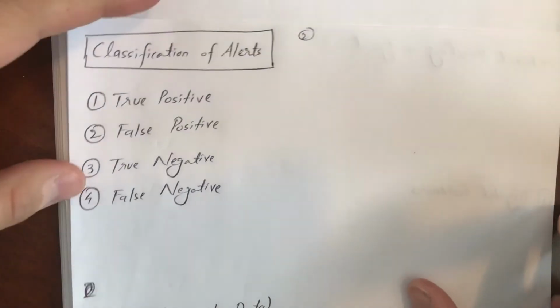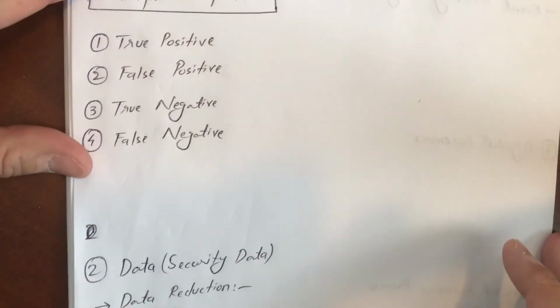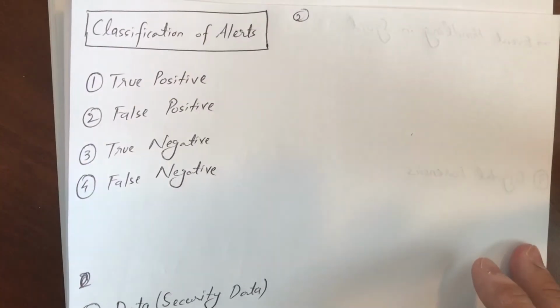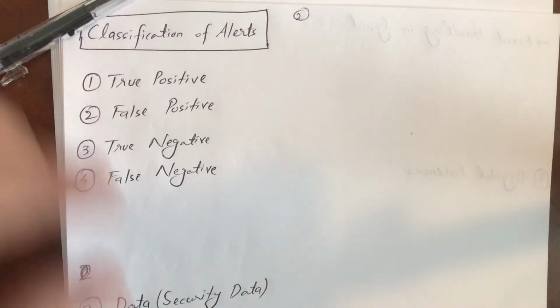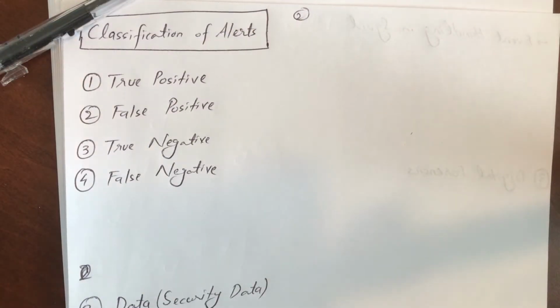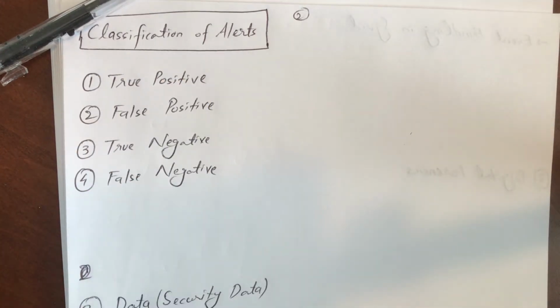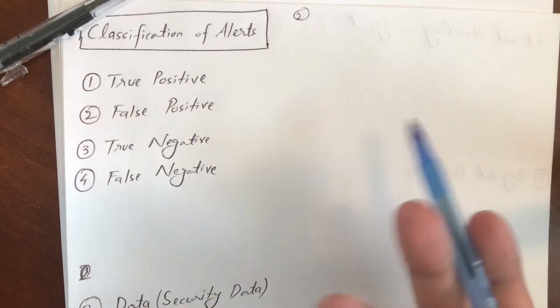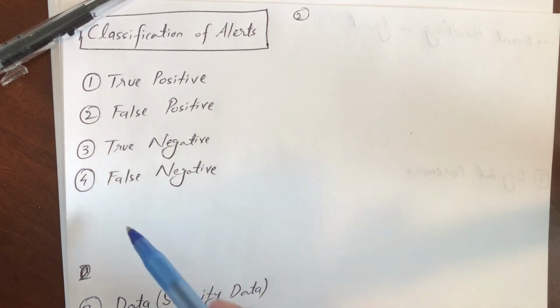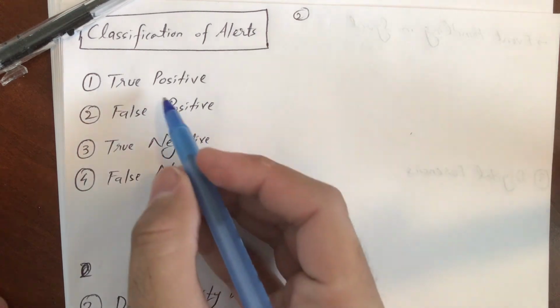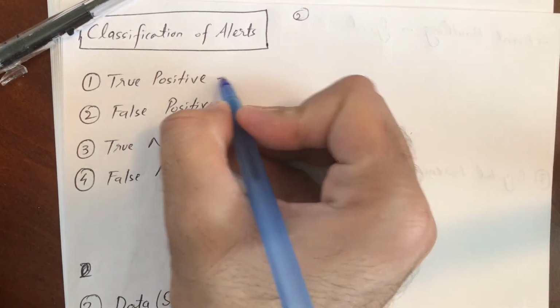In order to classify alerts, we definitely use these four main classifications to categorize any alert. Whenever we receive an alert by using Sguil, we classify the alert as one of them: true positive, false positive, true negative, false negative. Let me explain what exactly each is. True positive means an alert occurred and it was verified.